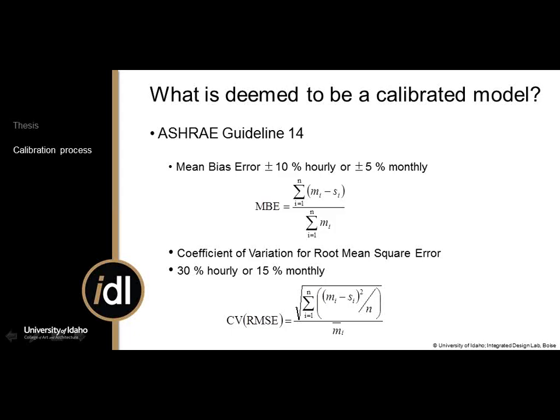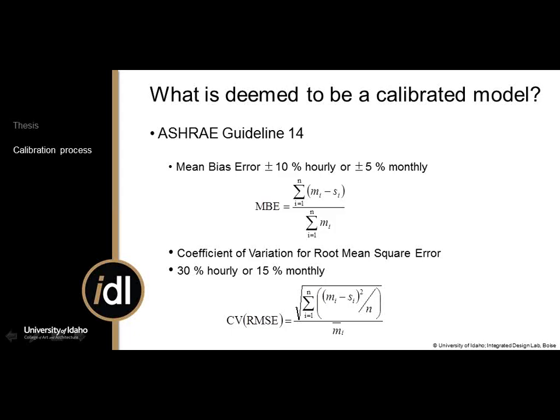M is measured utility data, S is simulated data, and N is the number of data points you have. For example, in monthly, you will have 12 total points, and for hourly, you have 8,760. So you sum up all the differences between the measured and the simulated, and divide by the total measured, and that will give you your MBE, your mean bias error. And I'm going to show examples for each after these next few slides.